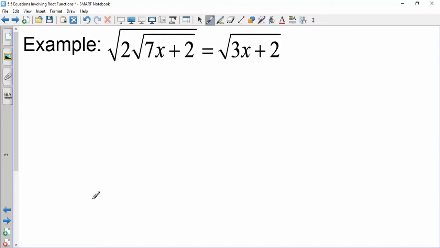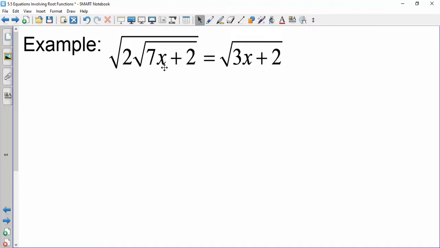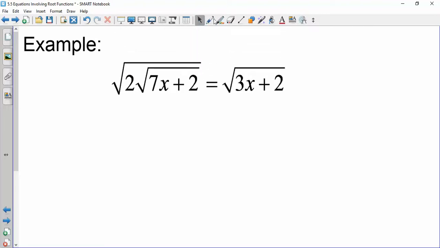Alright, this has a lot of radicals in it, but it's really just going to be the same strategy. We just need to be careful about how we set things up. If I want to get rid of this radical, what do we have to do? Square. Okay. When I square, it will cancel the outside radical. So on this side, it cancels this one, my square.